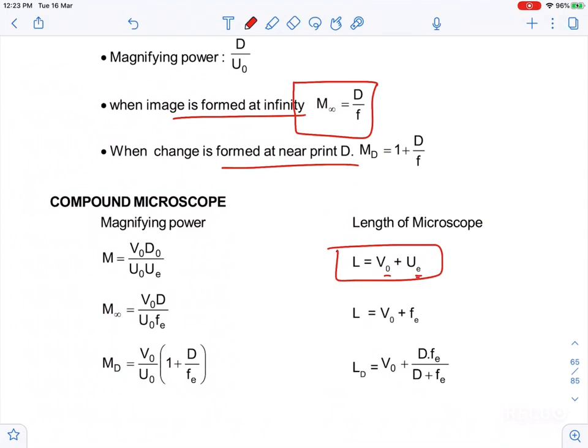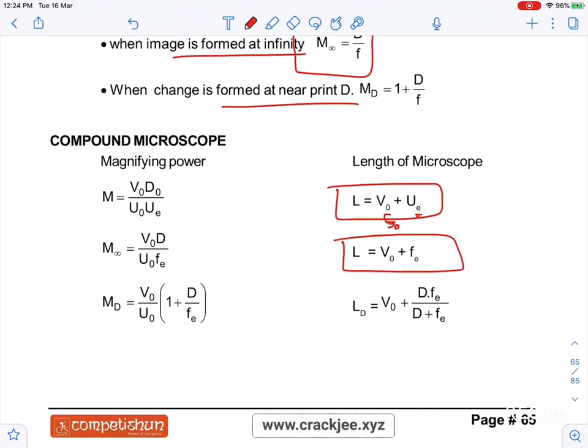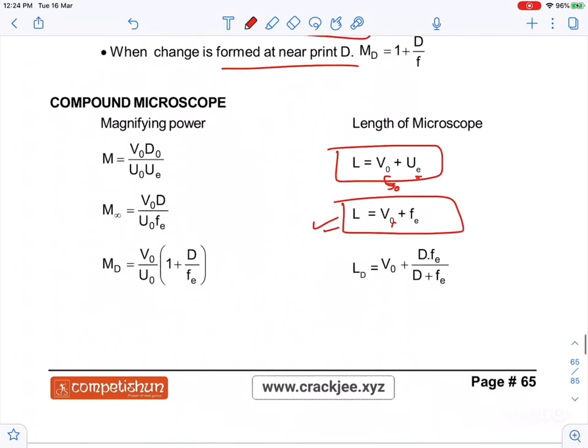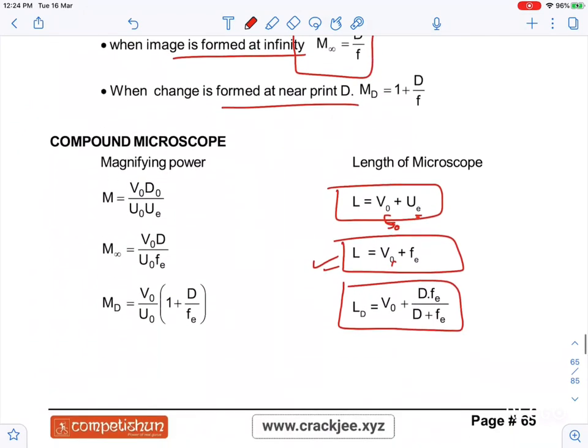For compound microscope, length they have asked many times. So length is v0 plus ue, where o stands for objective and e stands for eyepiece. So L is equal to v0 plus fe. This formula you should keep in mind, or L d is equal to v0 plus d fe upon d plus this.